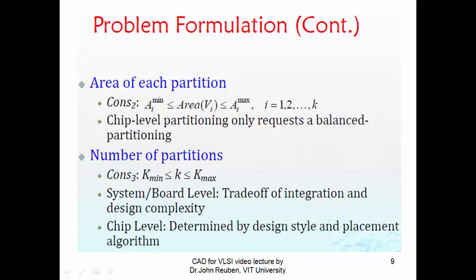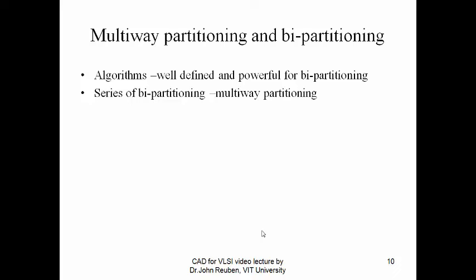And at the chip level, the number of partitions is determined by the design style, for example a standard cell based design, and also by the placement algorithm. You see, when we do partitioning, we are trying to partition a circuit or a chip into n partitions. We always prefer bipartitioning, the reason being that algorithms for bipartitioning are well defined and powerful. And a multi-way partitioning, or a k-way partitioning as it's called in CAD terminology, where you try to split the whole circuit into k partitions, can be accomplished as a series of bipartitionings as long as k is a power of 2.